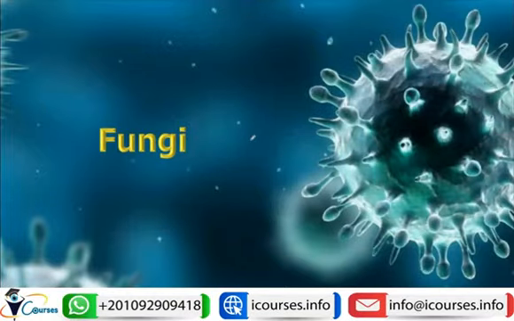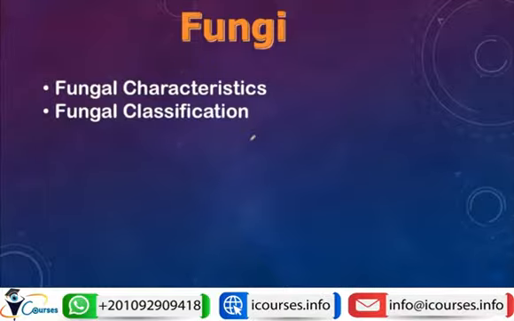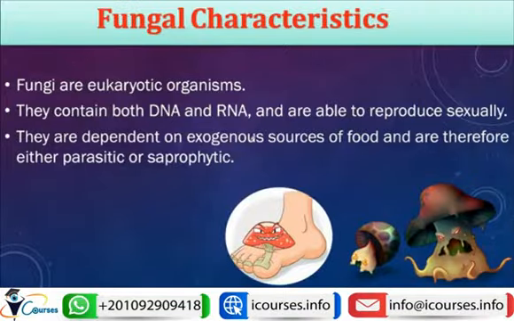So let's now talk about the fungi, starting with the fungal characteristics and how we can classify the fungi. What are the fungal characteristics? In contrast to the bacteria, the fungi are eukaryotic cells. So in these cells the nucleus has a membrane and there are organelles inside the cell, the same as the human cell and the animal cell, so it's called a eukaryotic cell. They contain both DNA and RNA, and they can reproduce sexually.